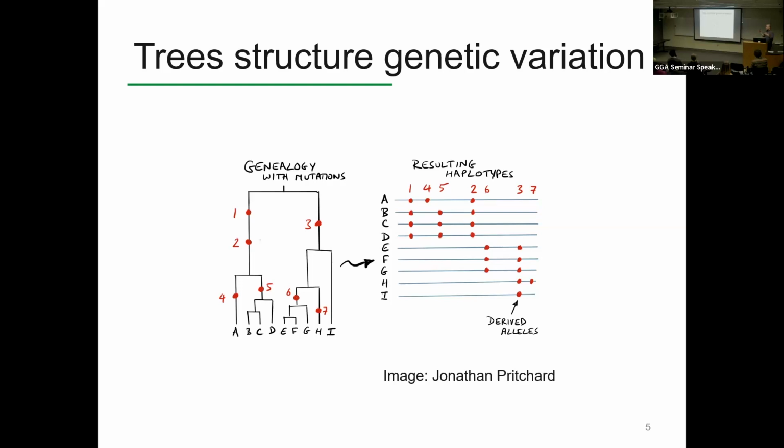This is what we often call a coalescent model in population genetics, this sort of haplotype inheritance model. It's really important for modeling in general in population genetics, and also just a great way to think about how genetic variation arises.